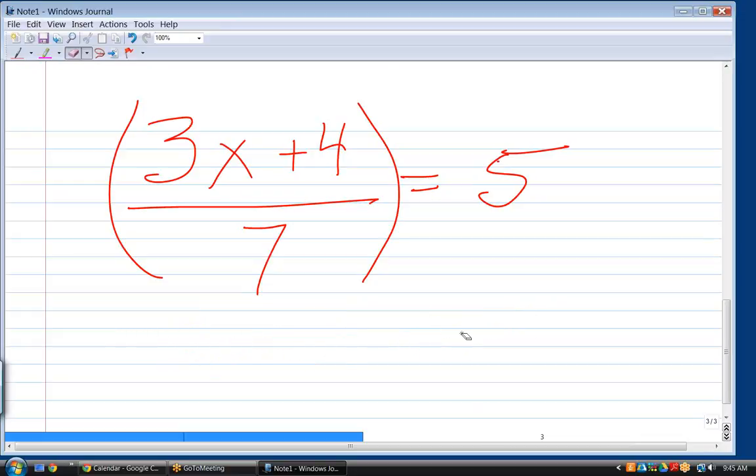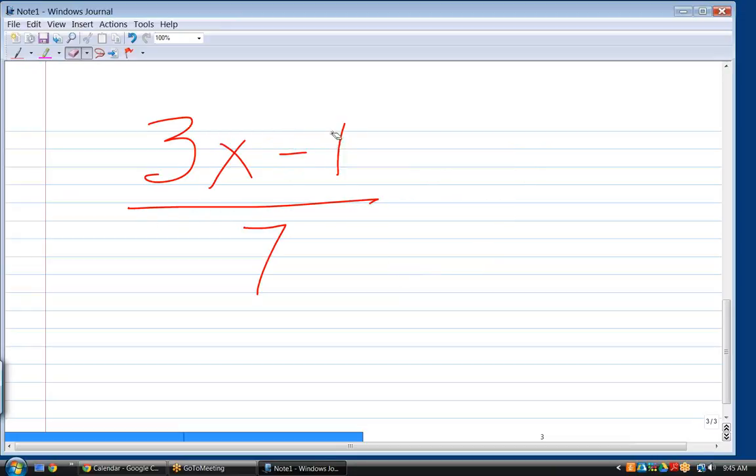Let's alter this thing slightly. Instead of the plus 4 being over the fraction bar, I'm going to move it to there. Okay? Now what's the first step? To divide 3x by 7? Can't do that. That's already being divided by that. In other words, we basically have two choices here. Do we get rid of the 7 first, or do we move the 4 over first?